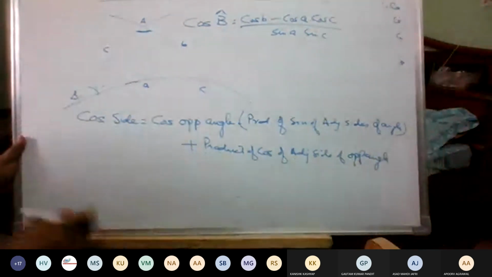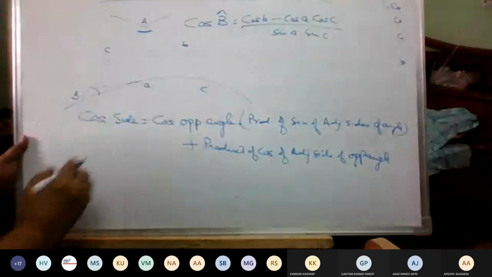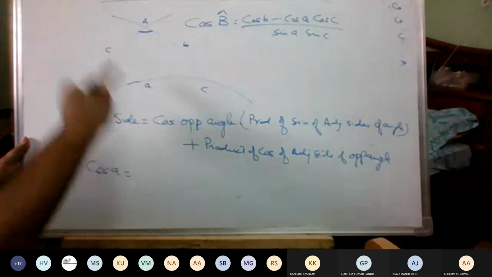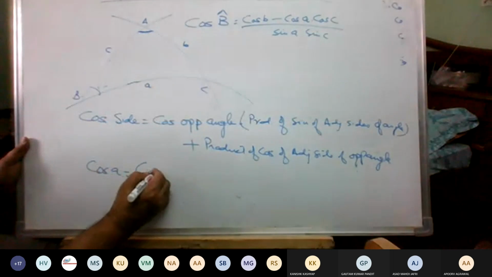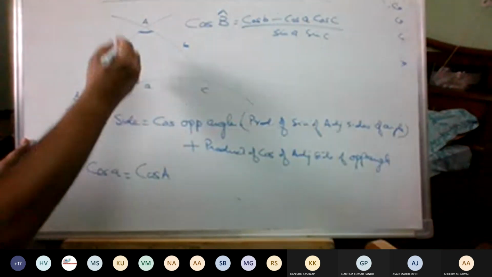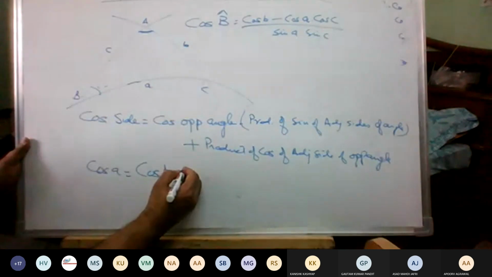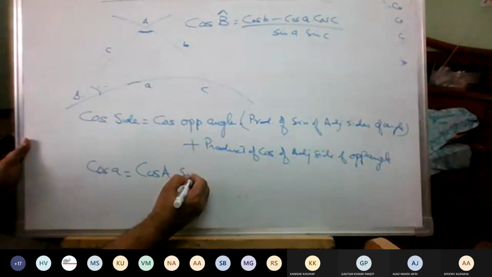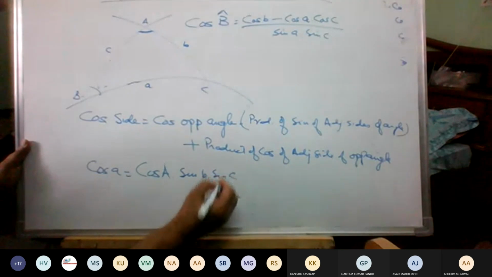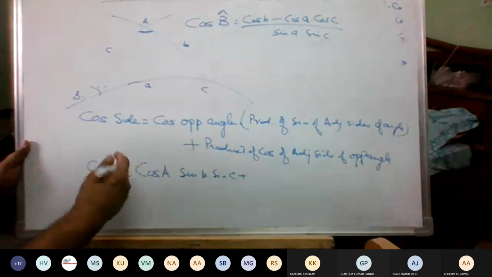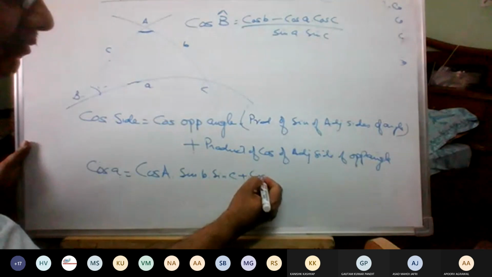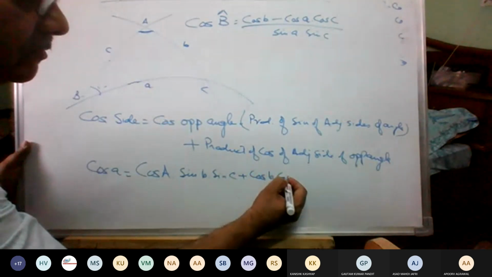Simple. Like suppose I want to know cos a: cos of side a is equal to cos of the opposite angle, cos of capital A, into the product of sine of adjacent sides of the angle, sine of B into sine of C, plus the product of cosine of adjacent sides of that angle, cos of B into cos of C.